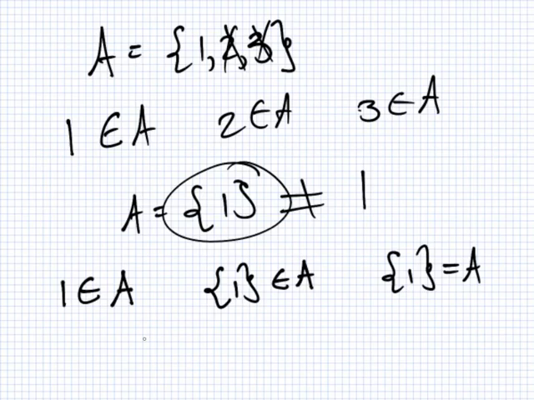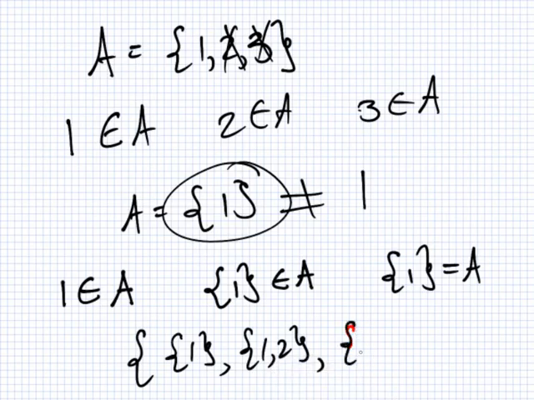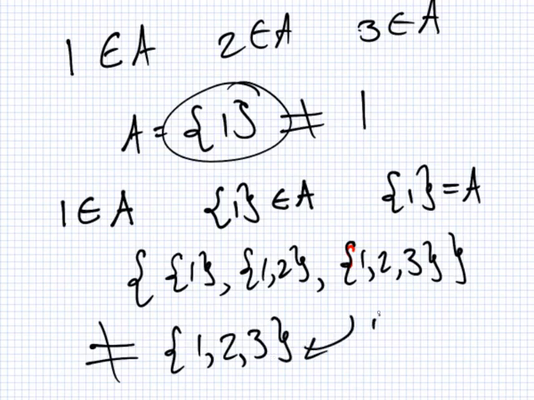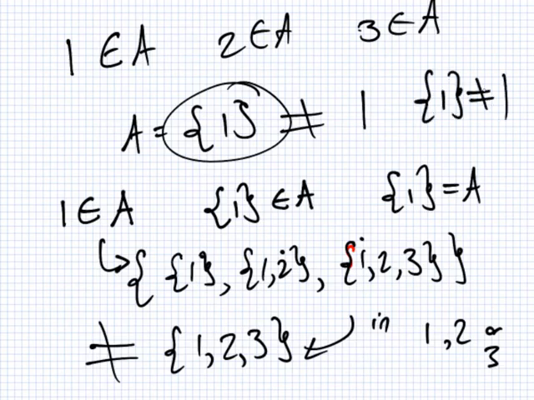So I could have the set with the set 1, the set 1, 2, the set 1, 2, 3. That's not the same thing as the set 1, 2, and 3. Because if I'm in this, I must be 1, 2, or 3. But if I'm in this, what must I be? I could be the set 1, the set 1, 2, or the set 1, 2, 3. So there is a very important difference between this and this. They're different things.